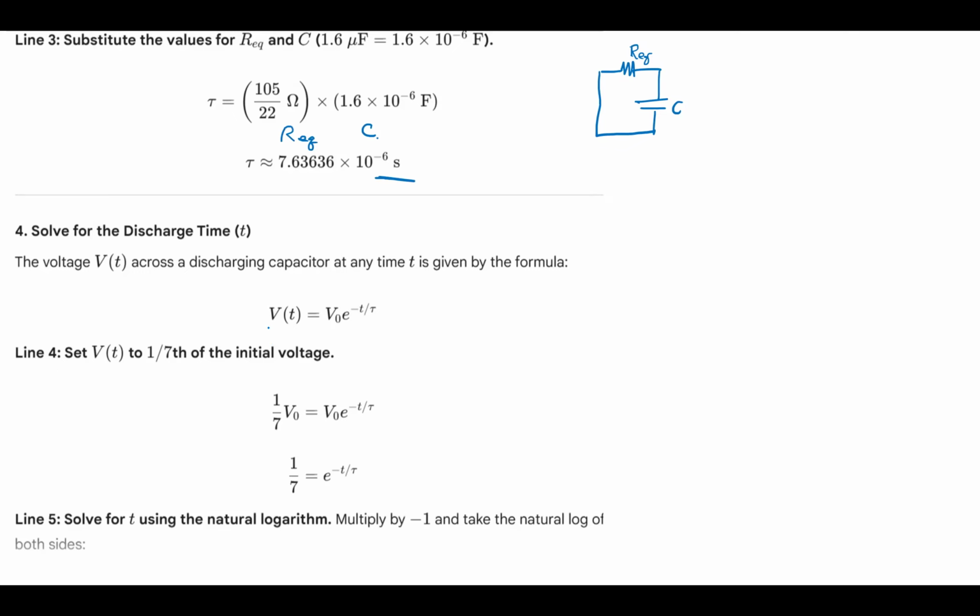And then we note that in the discharging case, the voltage is going to be like this, where tau is RC. And then we set this V(t) as 1/7 of the original voltage, V0. And then we get this one, and then we can find out t.